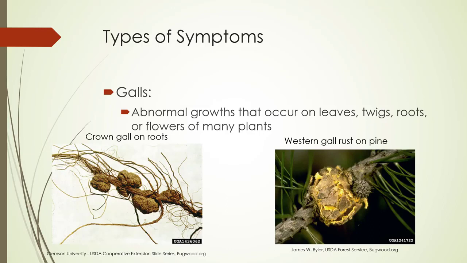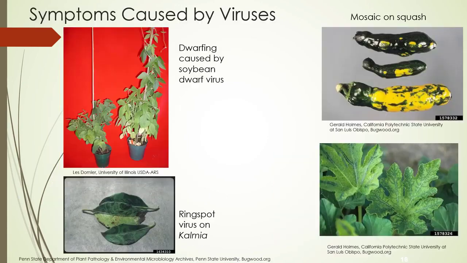Galls are abnormal growths that occur on leaves, twigs, roots, and flowers of many plants. Here's crown gall on roots. Sometimes you'll see crown gall at the base of the stem at the soil line. That is a bacterial disease. Western gall rust is a fungal disease. So some of the symptoms you see caused by viruses include dwarfing. You might see a ring spot. You might see a mosaic pattern either on the leaves or on the fruit.